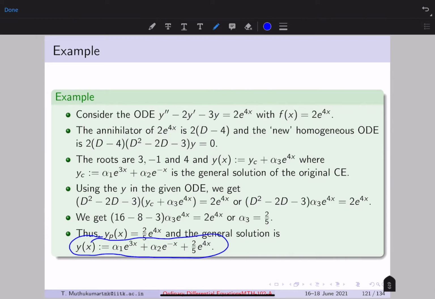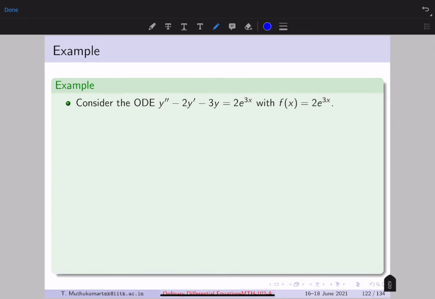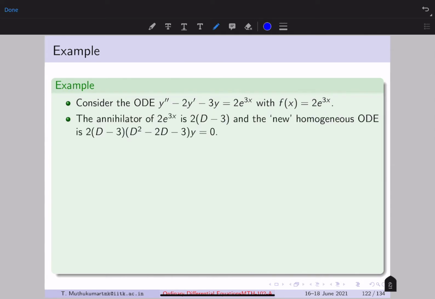So it's a second order equation. You have only 2 arbitrary constants. Okay, now let's look at other examples. So you have a second order ODE. Your f is this exponential function. You look at the annihilator of this exponential function, which you know is D minus 3, so with a 2. So the annihilator is 2 of D minus 3. So you get this homogeneous equation.